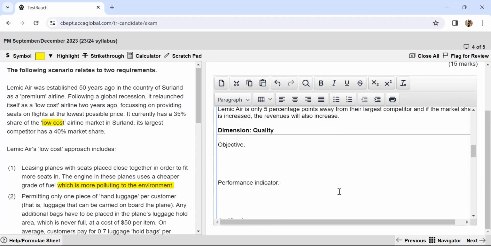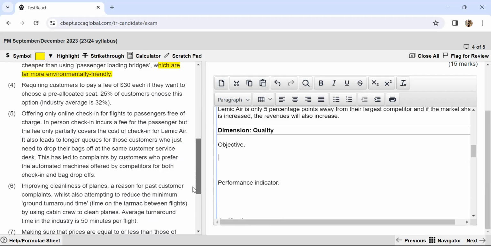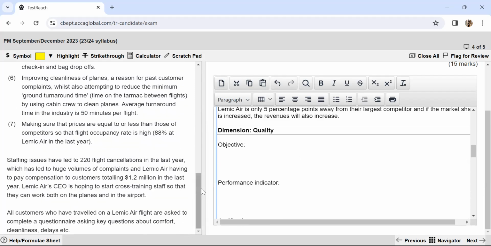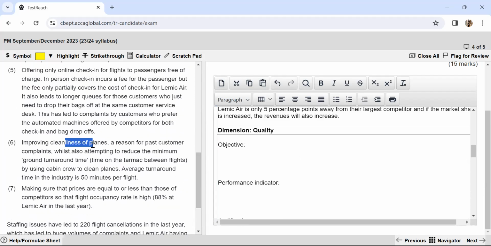Now we come to the dimension of quality. So in quality, like in the scenario, we have seen that the customers are not satisfied with multiple things about the company. First, we said that they are not happy about the cleanliness and they are also unhappy about the drop-off thing. So the objective over here to improve the quality is to improve the customer satisfaction with the cleanliness.